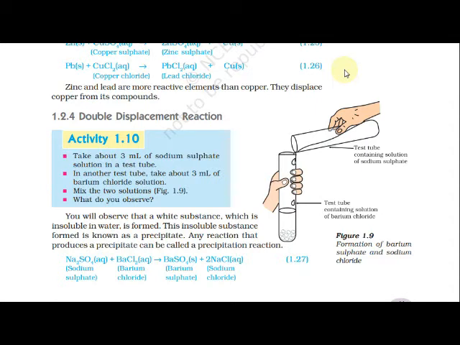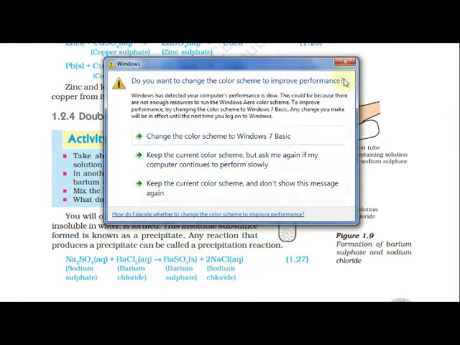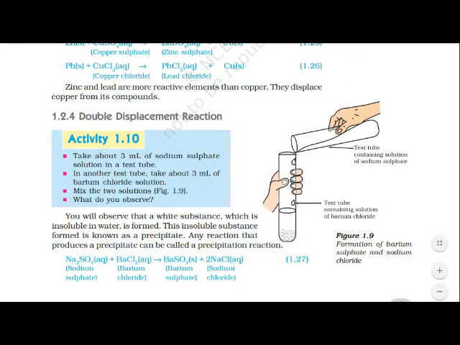Any reaction that produces a precipitate can be called a precipitation reaction. Precipitate means the white colored powder which is formed in the test tube. Na2SO4 plus BaCl2 gives BaSO4 plus 2NaCl. BaSO4 means barium sulfate, NaCl means sodium chloride, Na2SO4 means sodium sulfate, BaCl2 means barium chloride.